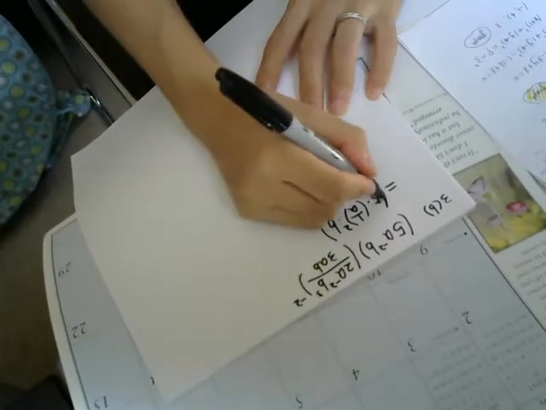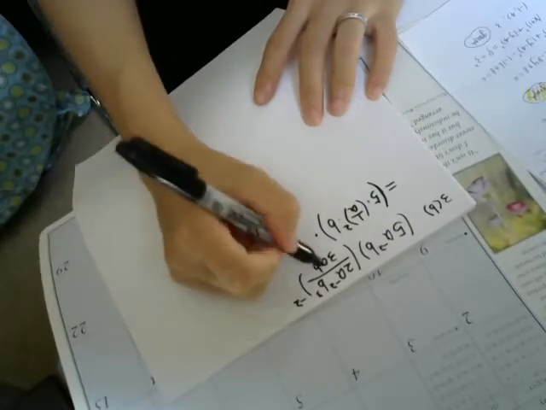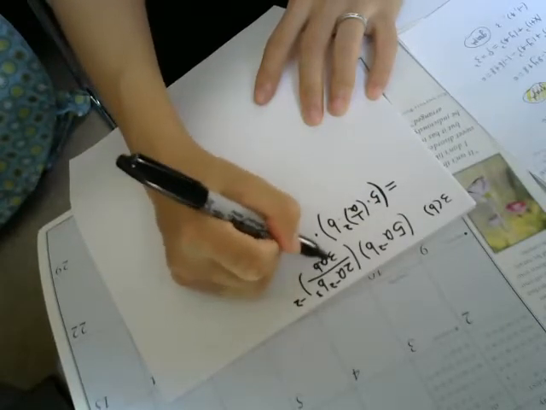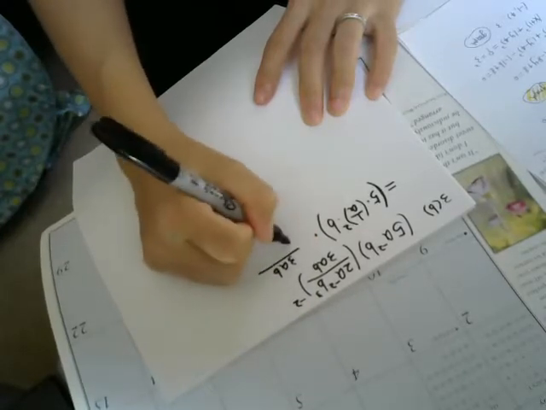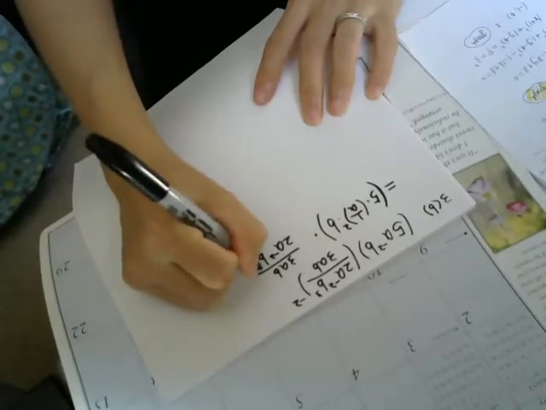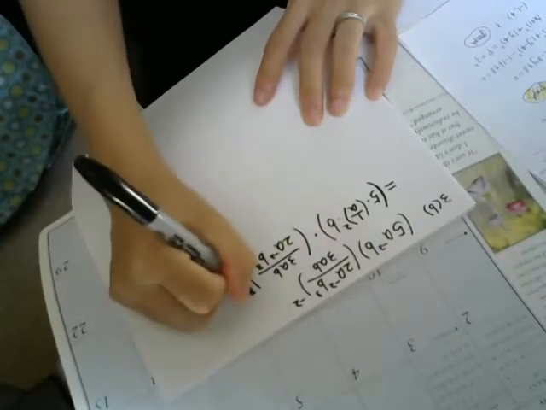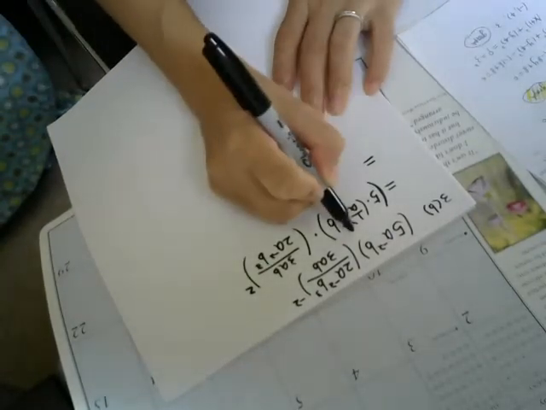Okay, same thing here. Because of this negative 2, you are going to find the reciprocal of this fraction, which is 3ab over 2a to the negative second b cubed, then squared. Make sense? Okay, let's distribute.